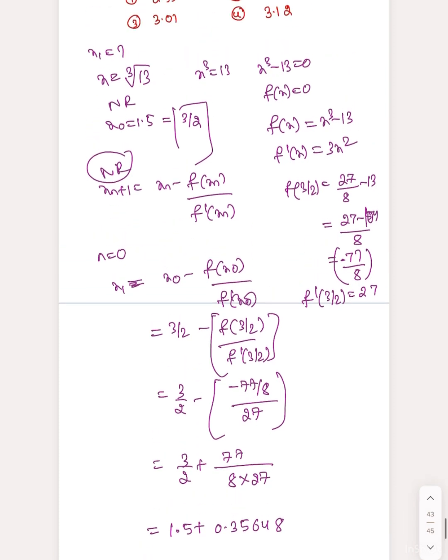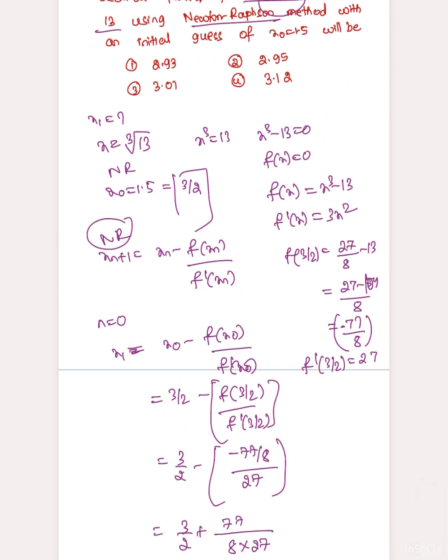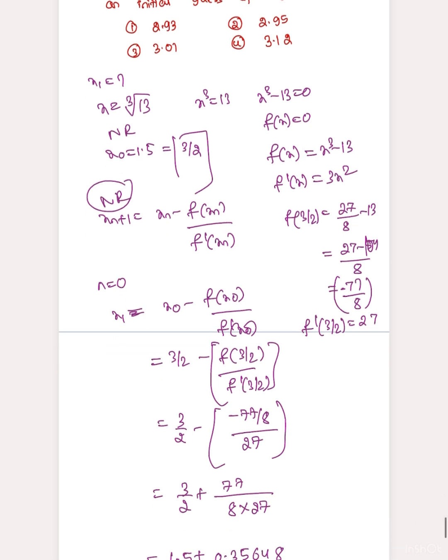x naught is 1.5. 1.5 means 3 by 2. f of 3 by 2 will be, 3 by 2 means 3 into 3 into 3, 27 by 8 minus 13. 27 by 8 minus 13 will be 13 into 8 minus 27, that is minus 77 by 8. This is minus 77 by 8. Sorry, here f dash value is wrong.